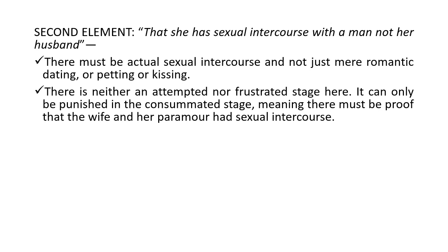Second point, there is neither an attempted nor a frustrated stage here. The crime of adultery can only be punished in the consummated stage, meaning there must be proof that the wife and her paramour had actual sexual intercourse.